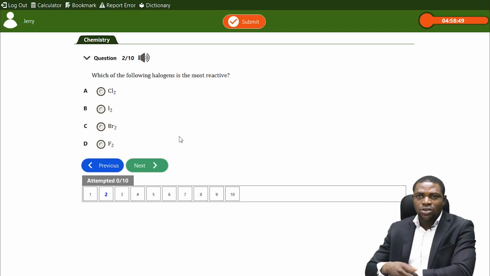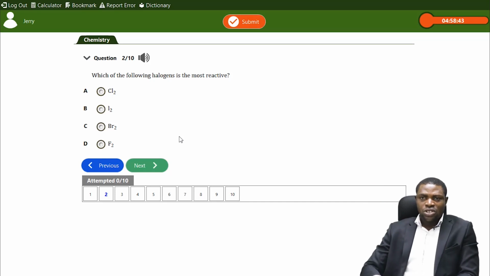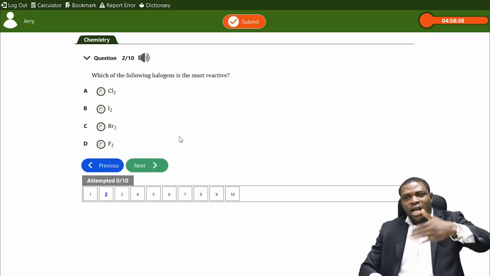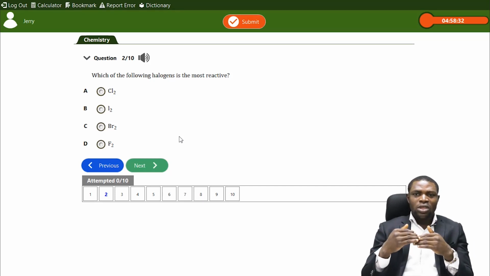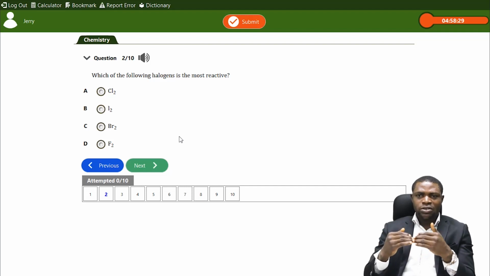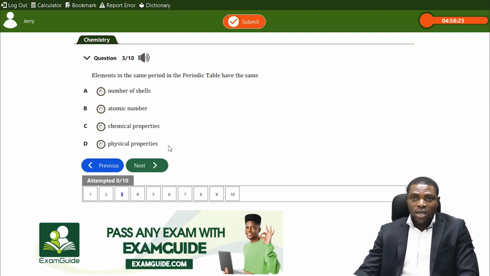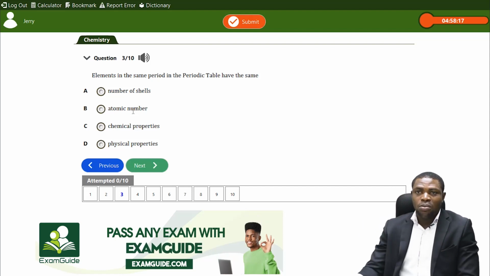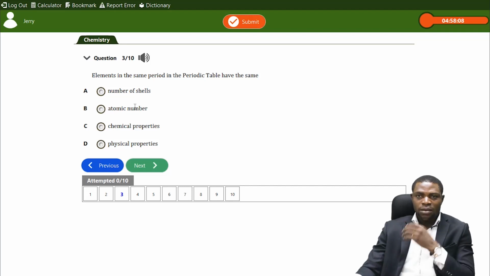Number 2, which of the following halogens is the most reactive? If you look at the arrangement of the halogens in the periodic table, you will discover that it goes from fluorine, chlorine, bromine, iodine, astatine. So the most reactive is fluorine, because fluorine comes first before the other halogens. Number 3, elements in the same period in the periodic table have the same number of shells, atomic number, chemical properties, physical properties. It's talking about the same period, so they have the same number of shells.